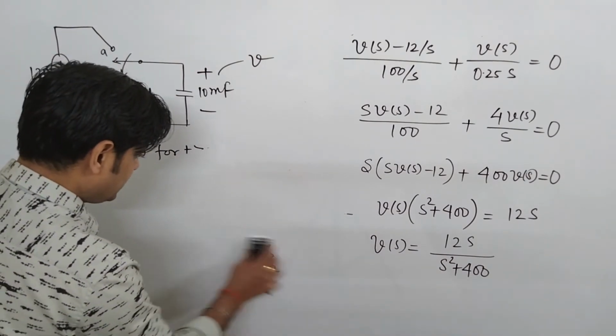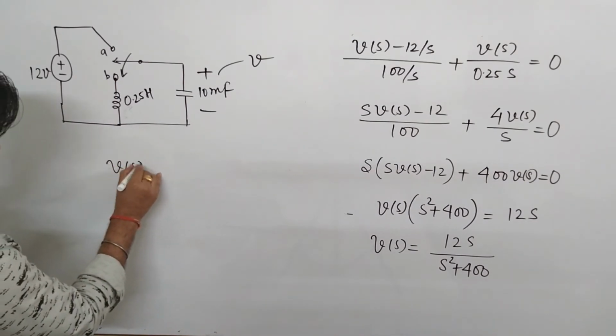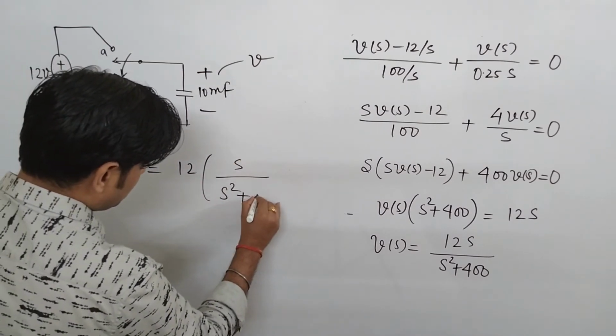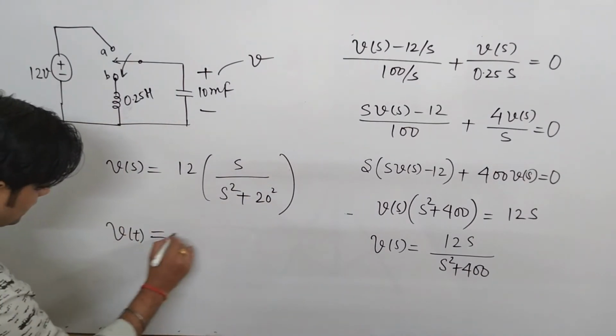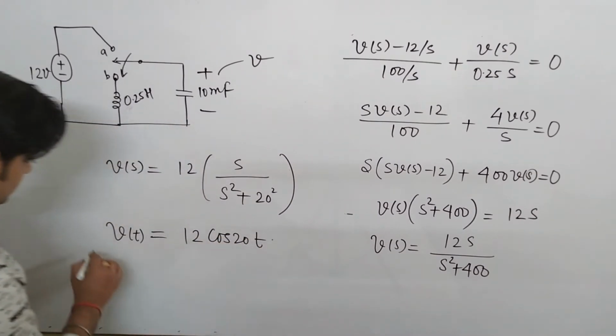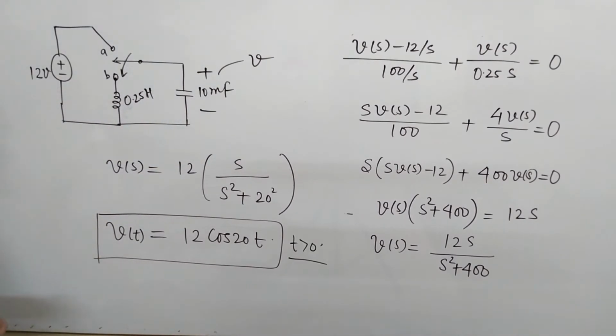Now if you solve this, simply you have to apply the Laplace transformation technique. This Vs is 12 into s upon s square plus 20 square. If you take an inverse Laplace, that comes to be v(t), and this comes to be 12 cos 20t. Yes, this is the answer. So now you understand how we have solved this and got the answer. That's why we are using Laplace, because it is not possible using our conventional techniques. Okay, we'll go for the next problem.